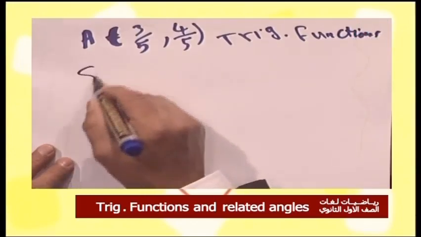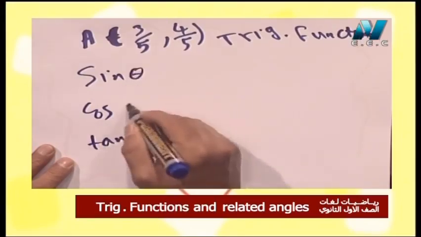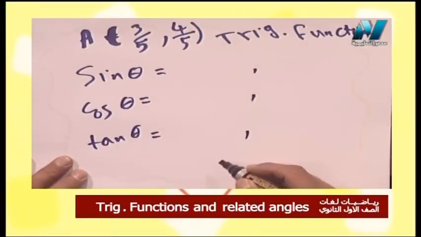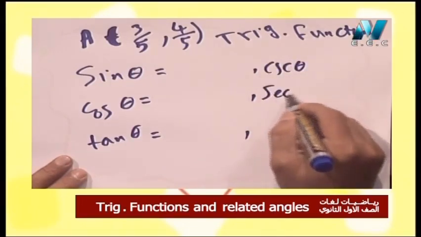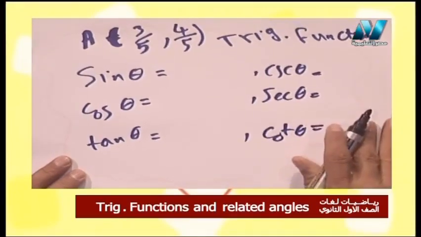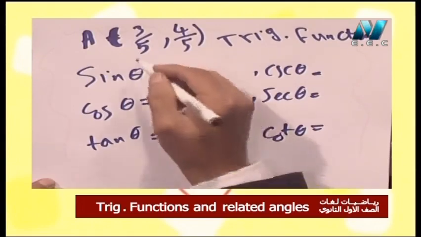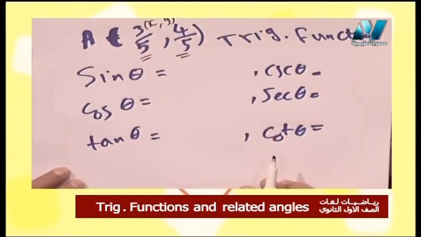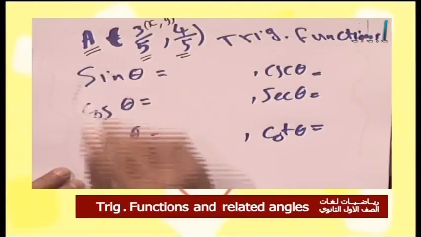Trig functions mean sine, cosine, tan: sine theta, cosine theta, and tan theta. And also we can go to the reciprocals, which are cosec theta, sec theta, and cotan theta. Look carefully here. We agreed that this is x and this is y as the coordinates. This is a point on the unit circle. He must tell you that A is a point on the unit circle.